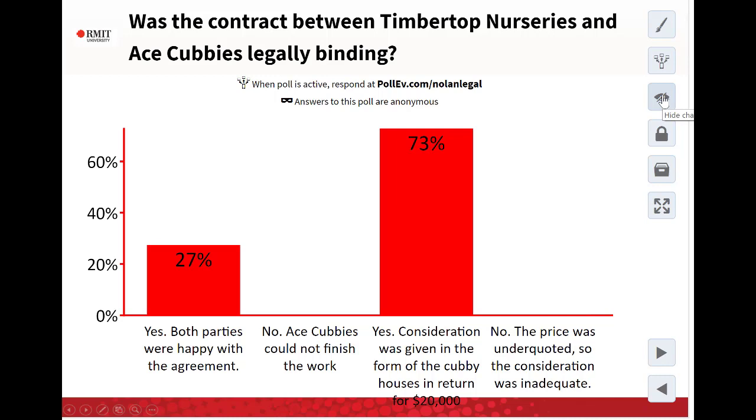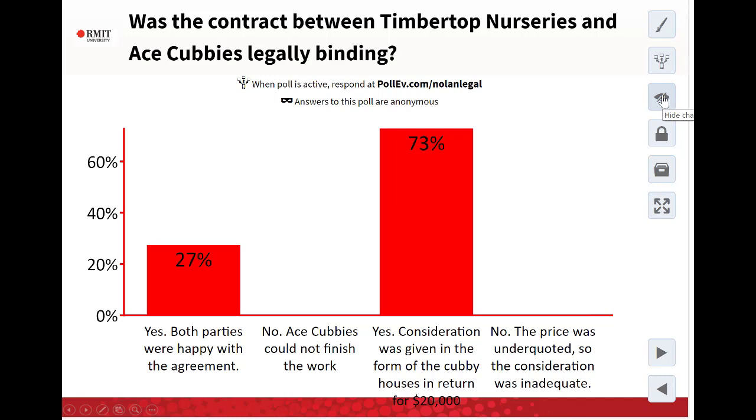And it refers to consideration being given in the form of the cubby houses in return for $20,000. Now, it's interesting, isn't it? We often think of consideration as price. So we think $20,000 is the consideration for the delivery of the cubby houses. And that's actually also accurate.